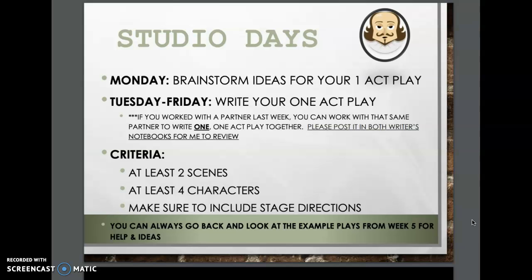You can definitely have more than 2 scenes and more than 4 characters, but our goal for this week for our one-act play is at least 2 scenes and at least 4 characters. Remember that you can always go back and look at the example plays from week 5 for help and ideas that are in your Google Classroom.